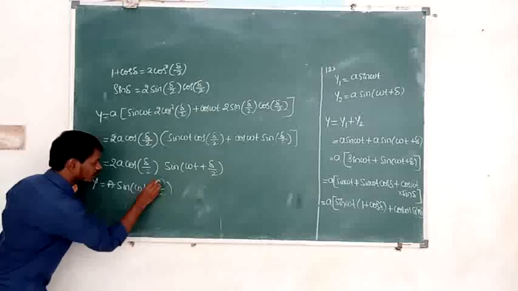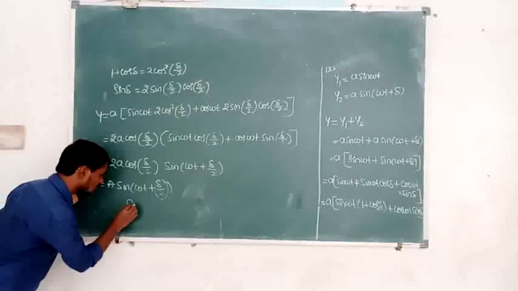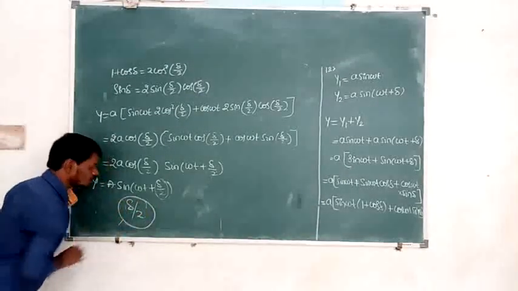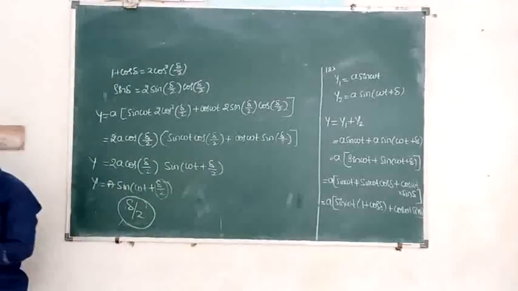Then what is the phase difference now? Phase difference is nothing but del by 2. What is the answer now? Answer is del by 2. It is the phase angle of the resultant wave.